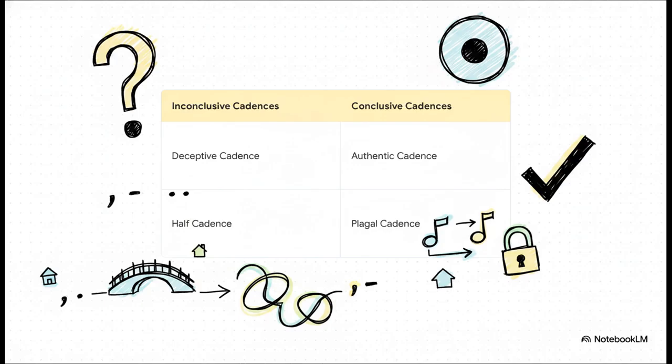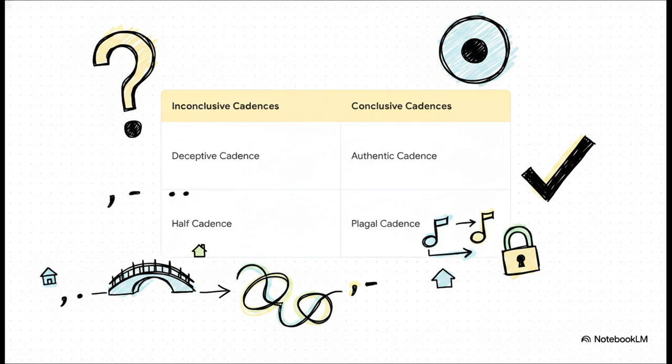Look at how strictly these are categorized. On the left, we've got our inconclusive cadences, our musical commas. A half cadence ending on a V chord leaves the ear hanging. A deceptive cadence literally tricks your ear by going from the V to a minor vi chord instead of resolving home. But on the right side, we have our conclusive cadences. These are your periods.